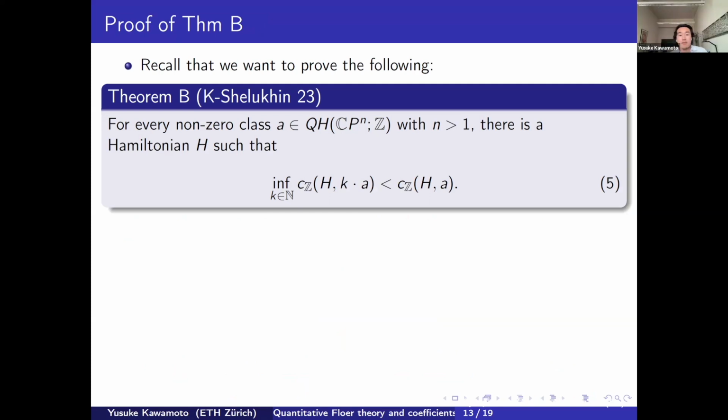All right, so now I want to tell you how to prove the two applications that I showed earlier. First off, the first one is what I call the symplectic Hingston's question. So what we want to prove is the following. You look at spectral invariants for Z coefficients, and I want to show that for any non-zero class A, there is an integer k such that the spectral invariant for kA is smaller than the spectral invariant for A.